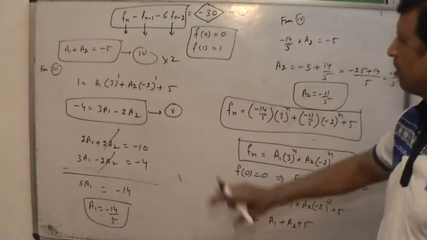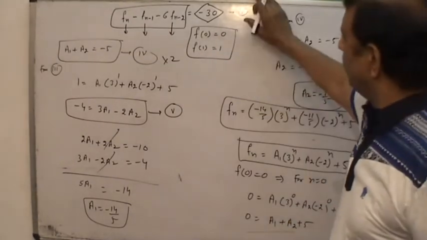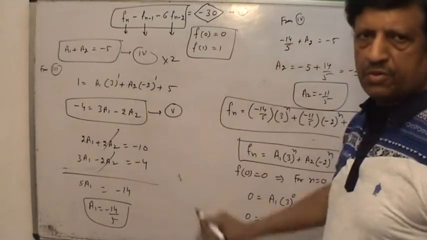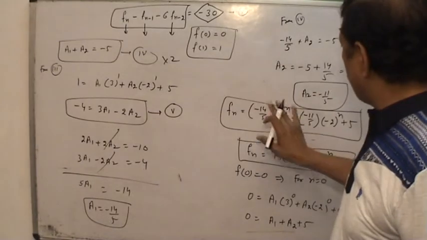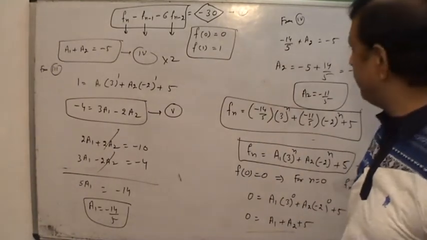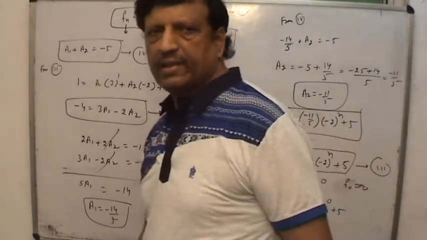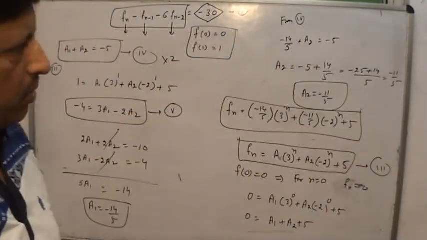Now, it is not always that there is a requirement for the complete solution. Sometimes the requirement is only the particular solution. If it is only the particular solution, then we will find only the particular solution.